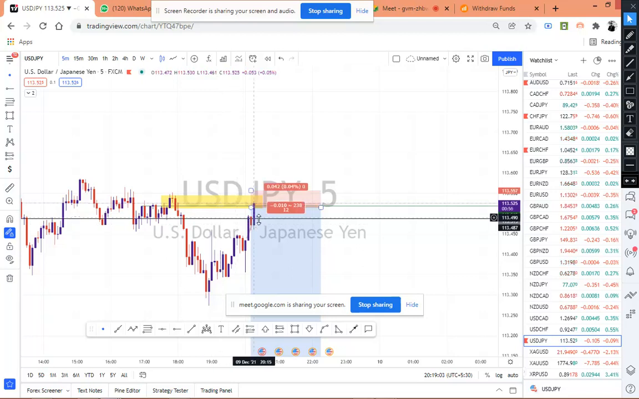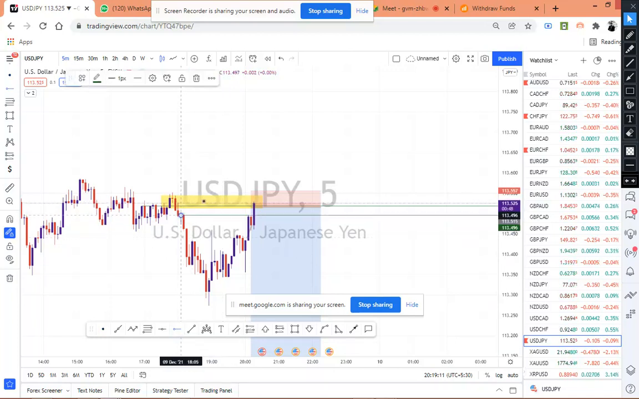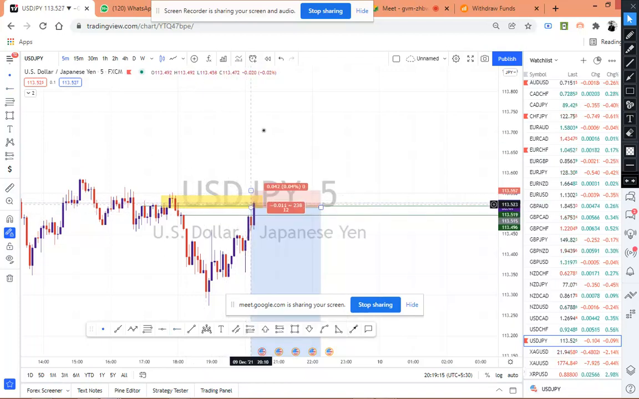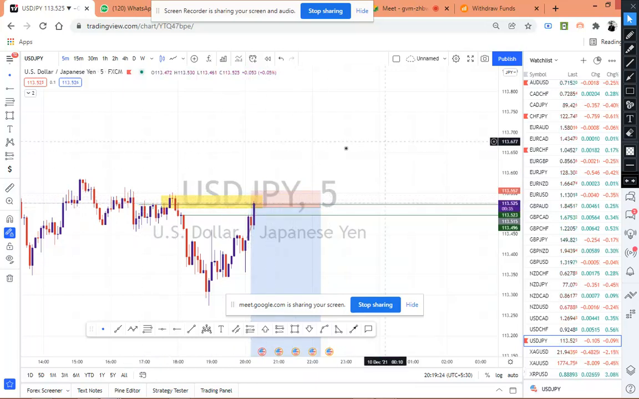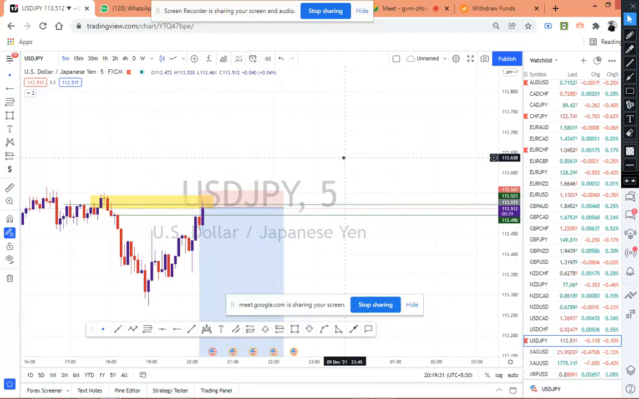Okay, if this is going to be resistance one, resistance two, and this is the next supply zone. Here we have the QML resistance, and here we have the market preceding level. So what we need is the candle to close below this line. Once the price goes below the line, then we sell the trade.